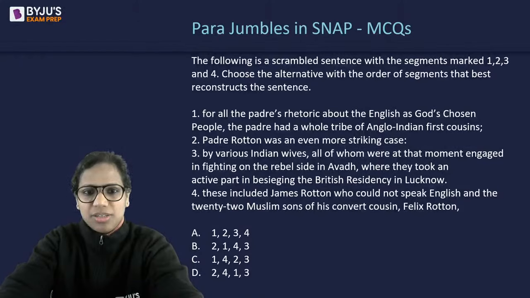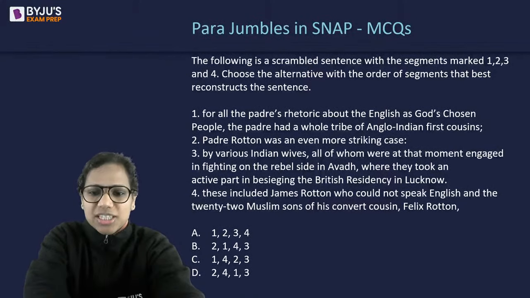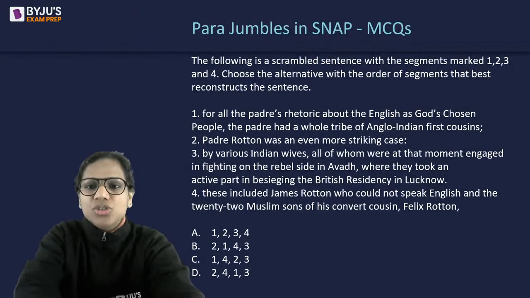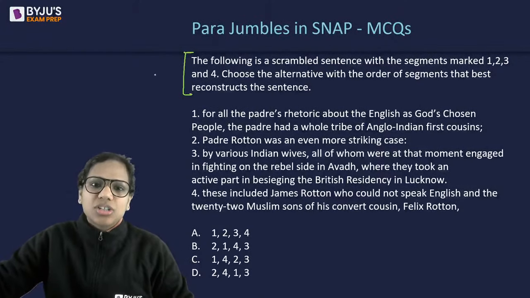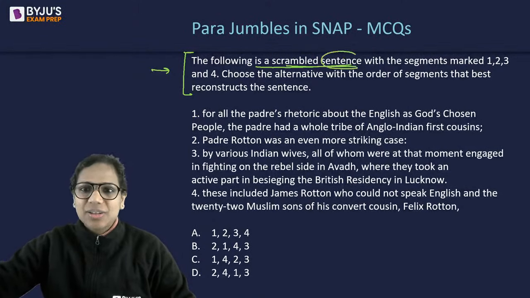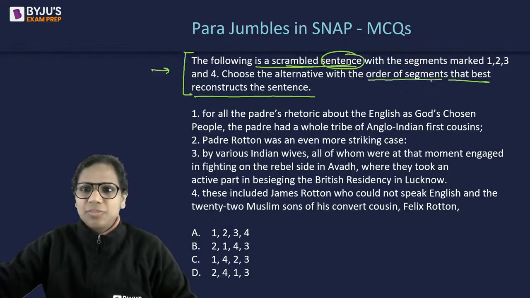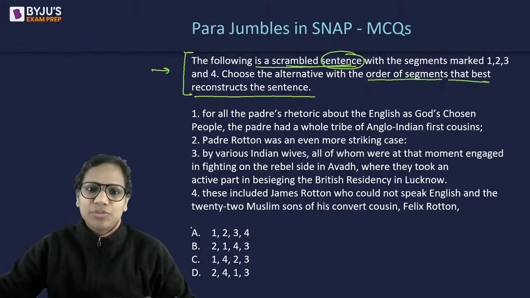Okay, let's see what you say. Okay, wait a minute. I want to discuss this question once. This question came with these instructions in the exam. The following is a scrambled sentence. So this is not really a paragraph, it's one sentence with the segments marked 1, 2, 3, and 4. Choose the alternative with the order of segments that best reconstructs the sentence. That order you have to choose.